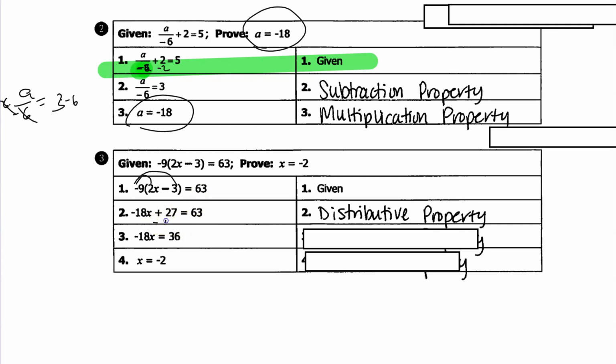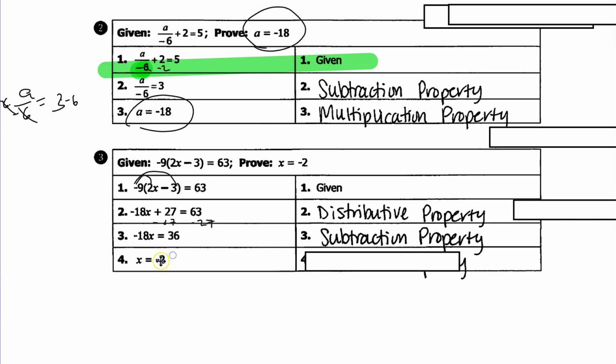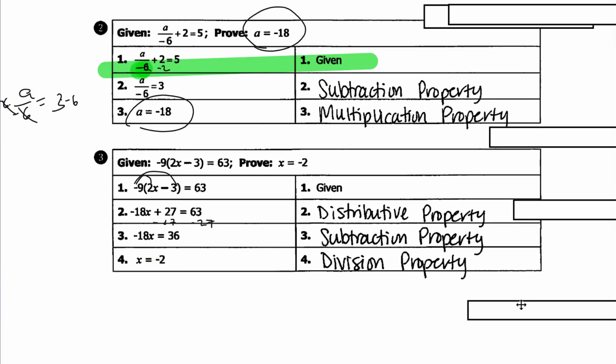Right? So we're going to go ahead and we're going to minus 27. So that is called the subtraction property. And then finally, what are we doing with this negative 18x? We're going to divide by negative 18. When we do that, we get negative 2 on this side, so this will be the division property. So see how we're going along the same steps over and over here?